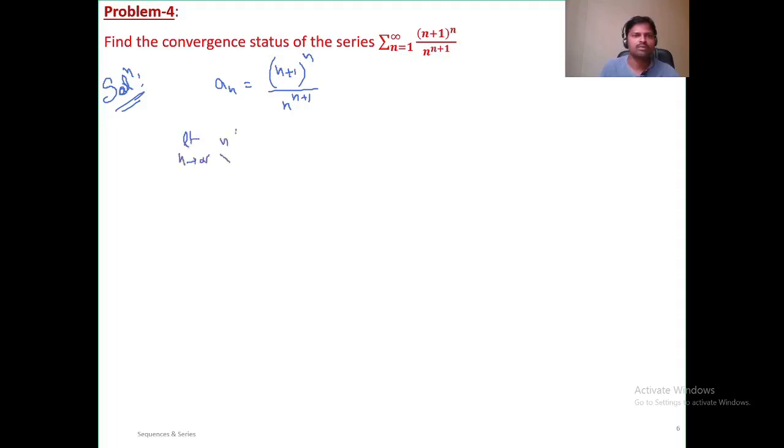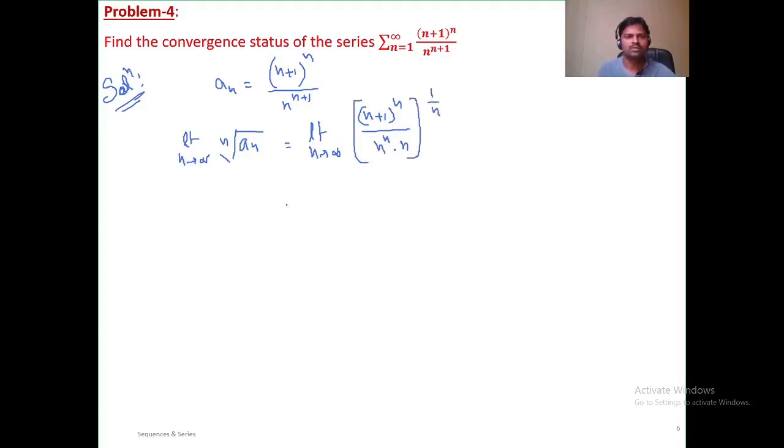nth root of a_n. So this is limit n becomes large, (n plus 1) power n upon n to the power of n into n. I am simplifying this one: n to the power of n into n, right? n to the power of n plus 1 means this one. And whole to the power of what? 1 by n. Nth root means 1 by n.